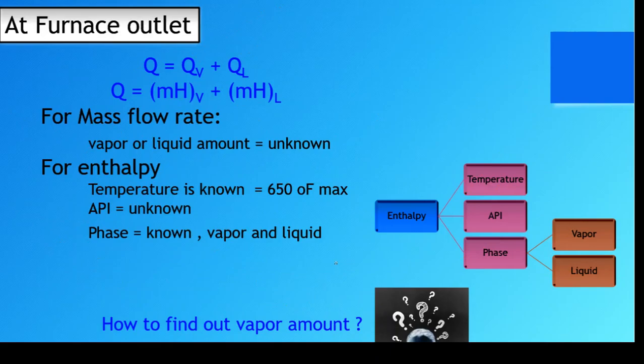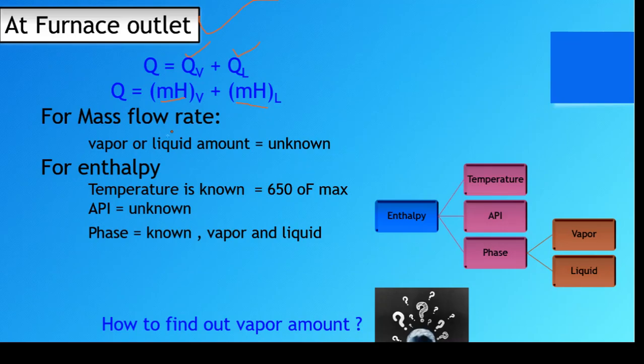Now see about the furnace outlet. In the furnace outlet, the same procedure. The total heat is nothing but the heat associated with the vapor phase and the heat associated with the liquid phase at the furnace outlet. The heat of the vapor can be calculated by mass flow rate multiplied by enthalpy, and for the liquid, mass flow multiplied by the enthalpy of the liquid.